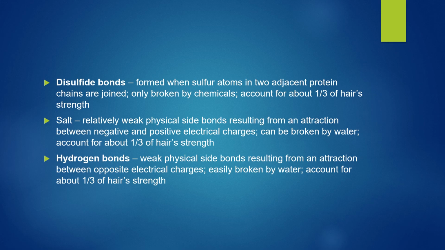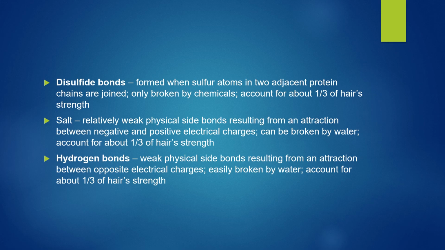Now we'll go over side bonds. The cortex is made up of millions of polypeptide chains cross-linked by three types of side bonds. Disulfide bonds are strong chemical side bonds formed when the sulfur atoms in two adjacent protein chains are joined together. Although there are far fewer disulfide bonds than hydrogen or salt bonds, they are the strongest of the three side bonds, accounting for about 1/3 of the hair's overall strength.